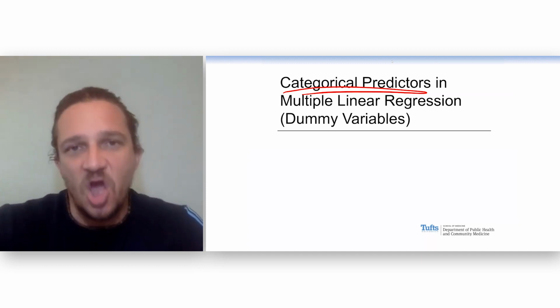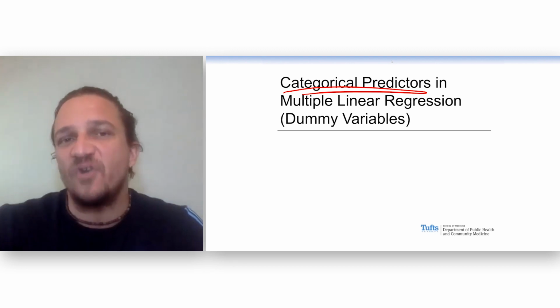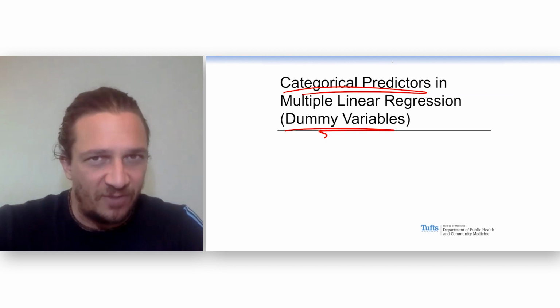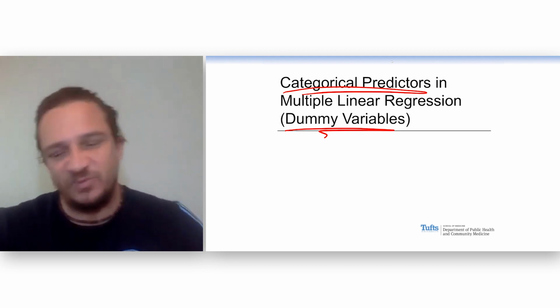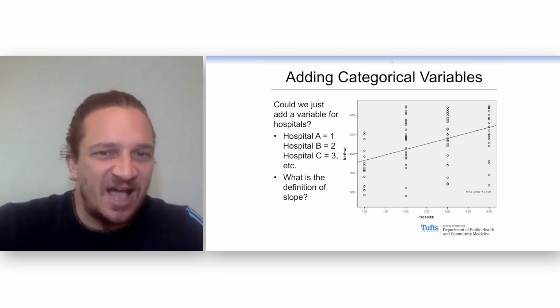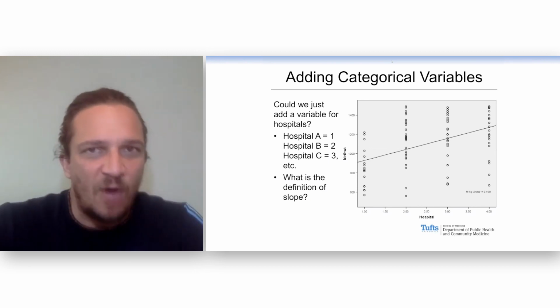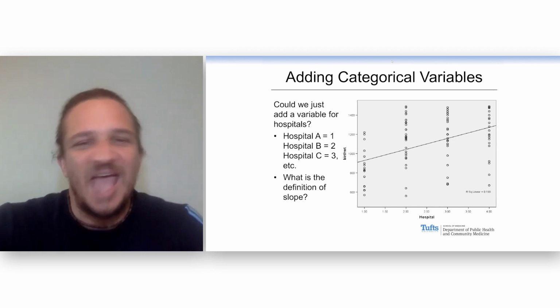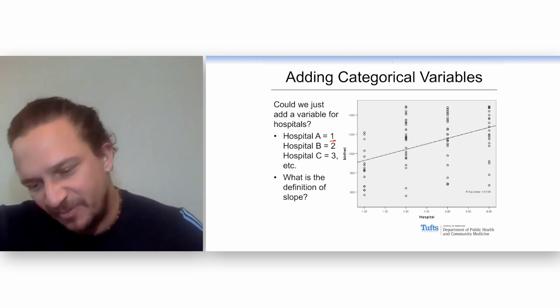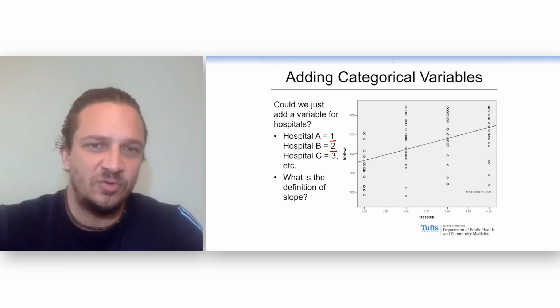Now, the answer is going to be no. We're going to have to do one step first, and that's called dummy variables. We'll need to make our categorical variable into binary because we know we can do that. So let's say we had some data on which hospital our babies were born in. And we have hospital A is coded as 1, hospital B is coded as 2.